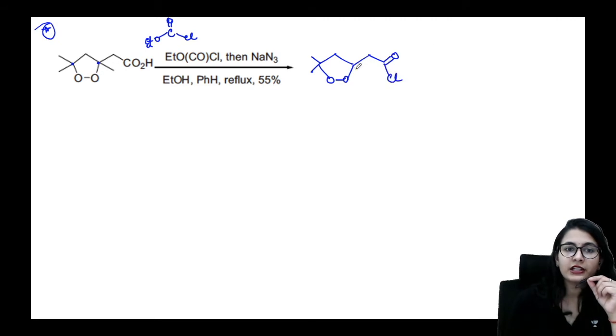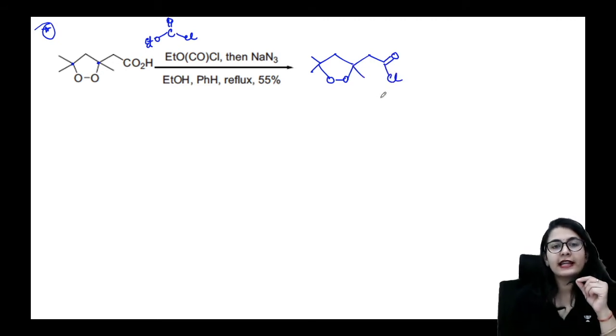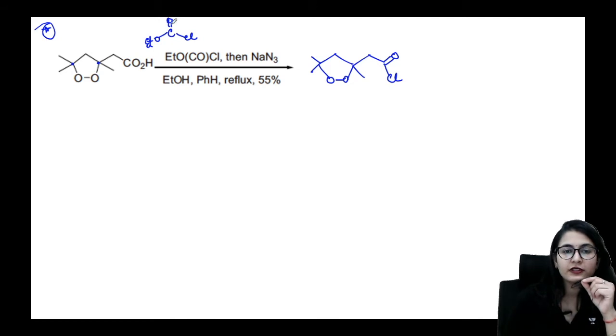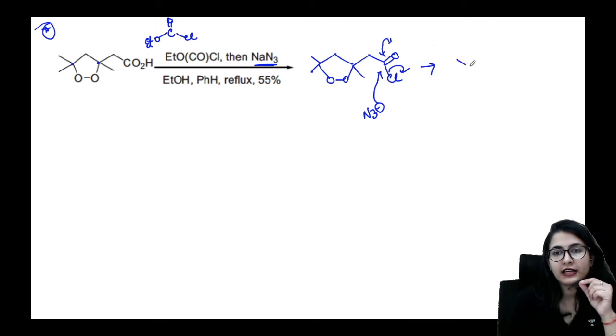We are first converting this into the acyl chloride derivative through this molecule. All right, ethyl chlorocarbonate. All right, now what do we have? N3 minus, azide. So guys, the reaction is the same. The conditions are a little bit different, but the reactivity, the reaction, everything is the same. So you are going to get, let's say, the azide like this.